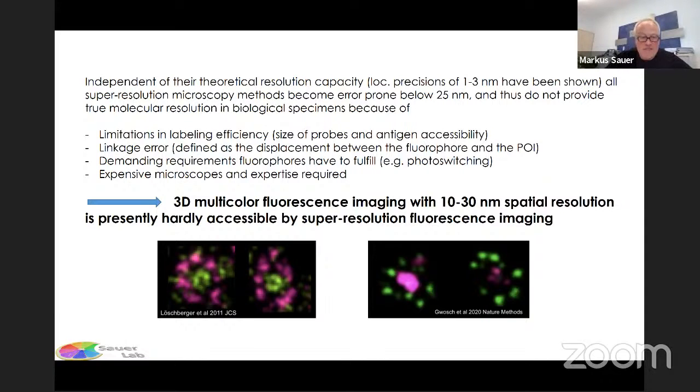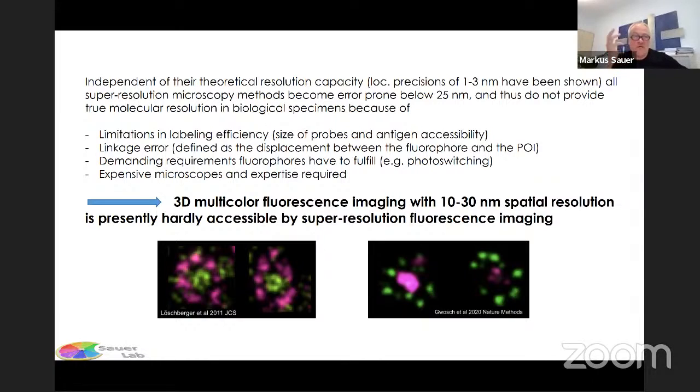This can be nicely demonstrated by these pictures of the nuclear pore complex recorded in 2011 and 2020, now using fancy super high localization precision technologies. So structural resolution still seems very complicated to achieve. This is mainly due to limitations in labeling efficiency, as all of you might know: the size of the probes, antibodies, IgG with sizes of 10 to 50 nanometers, antigen accessibility. Then we introduce a linkage error, which is the displacement between the fluorophore and the point of interest.